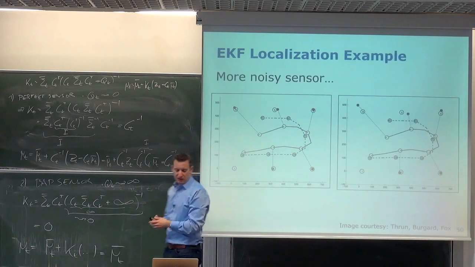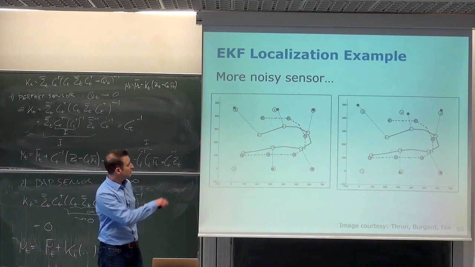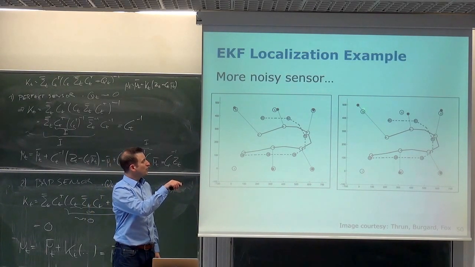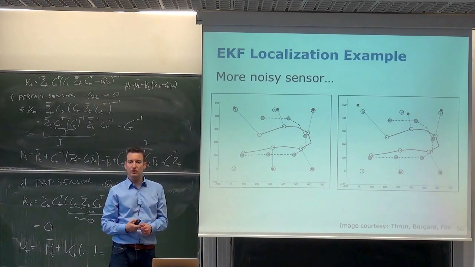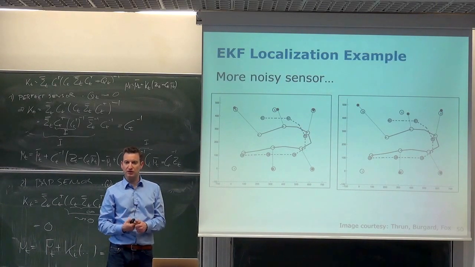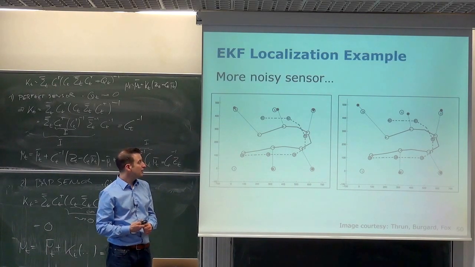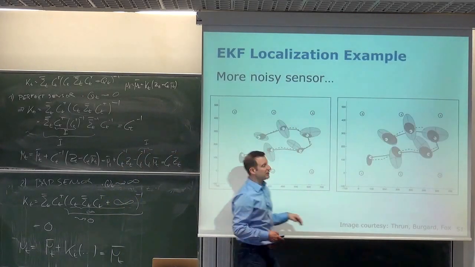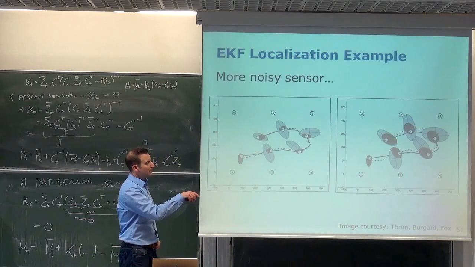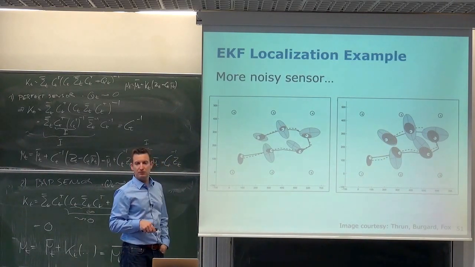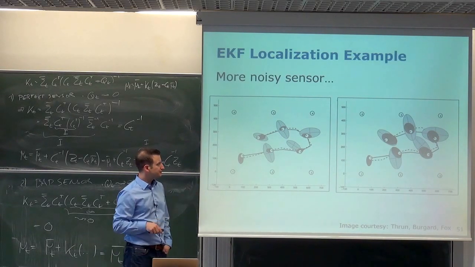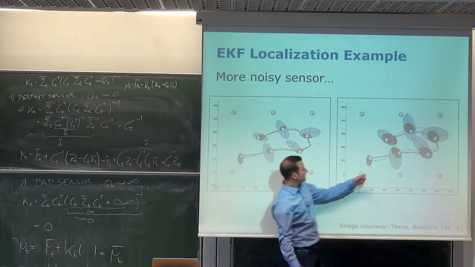So we can take the same example and make our sensor more noisy. So this is exactly the image we had before. And now we have a more noisy sensor. You can see it, for example, here, here. So this Q is larger. The uncertainty of my measurement is larger. What you can see is if you now compare the results of this localization run and this localization run is that you have larger uncertainties involved in here. So those uncertainties of the estimate are larger. Also the predictions are larger.